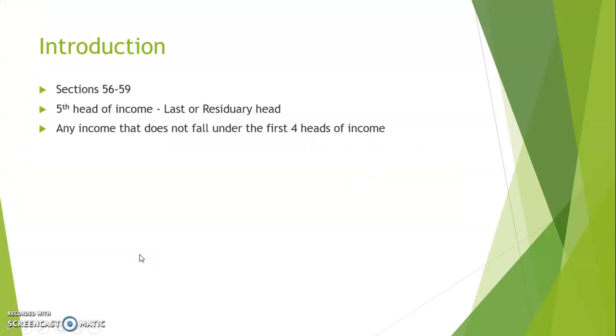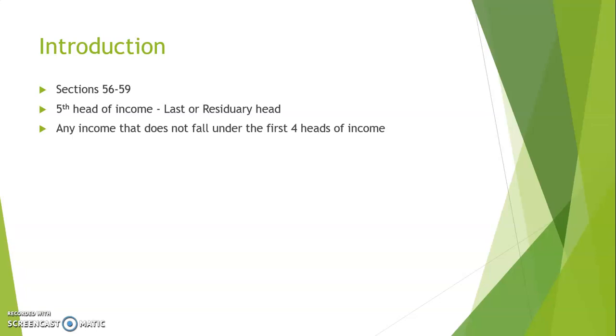So first of all, let me give you a basic introduction to this head of income. The general provisions for this head range from 56 to 59. This is the fifth head of income, and it's also called the last or residuary head. The reason why it's called the last and residuary head is because any specific income which does not fall in any of the four previously learned heads will fall under this last head. So this is like a residuary department, residuary section, where whatever doesn't fall in the first four sections would fall. Got it? So that's why this is called a last or residuary head of income. So that's all about a basic introduction for this head.